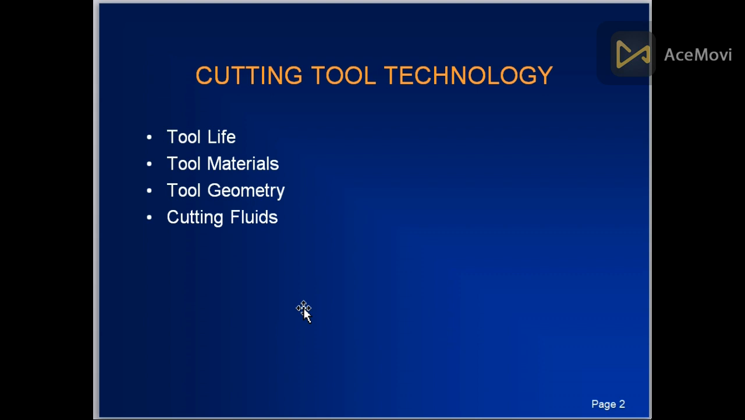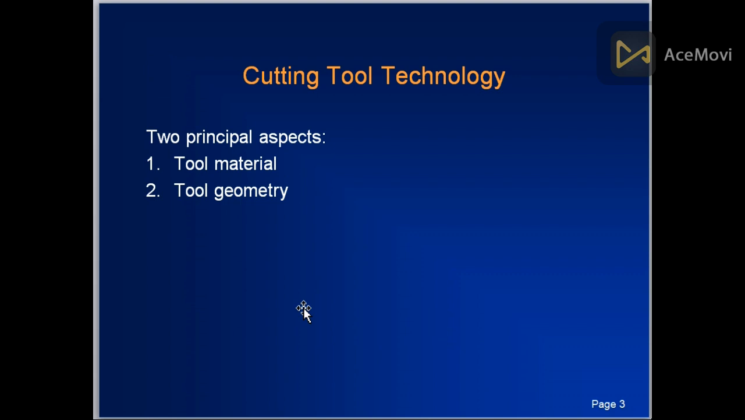First of all, what is cutting tool technology? In this chapter our target is to achieve tool life, and to learn how to select tool material, what the importance of tool geometry is, what cutting fluids are, and how cutting fluids affect the life of the tool. Cutting tool technology has two principal aspects: number one is tool material, number two is tool geometry. It means how tool material will affect the machining operations and tool life, and how tool geometry will affect the operations and also the life of the tool.